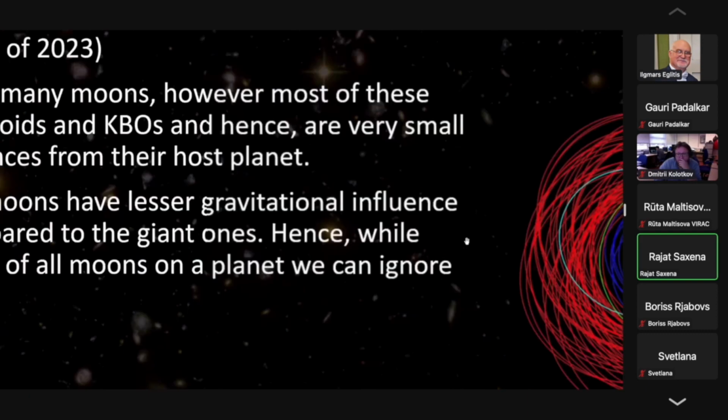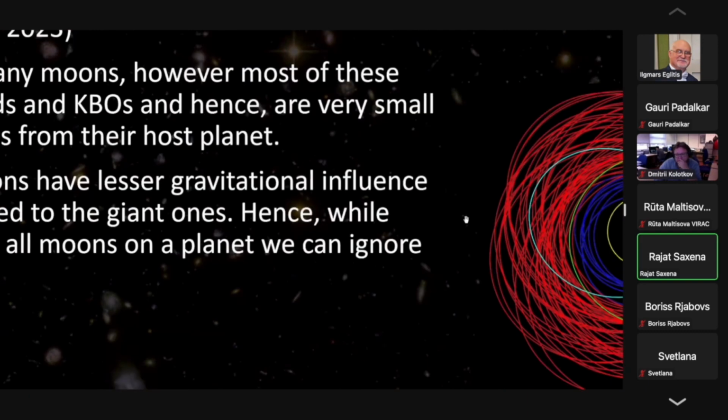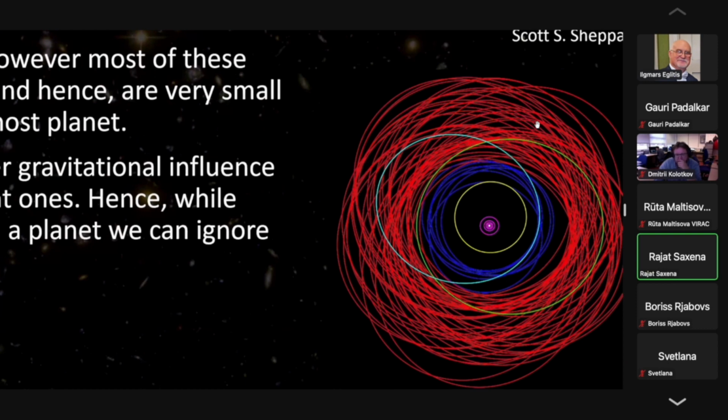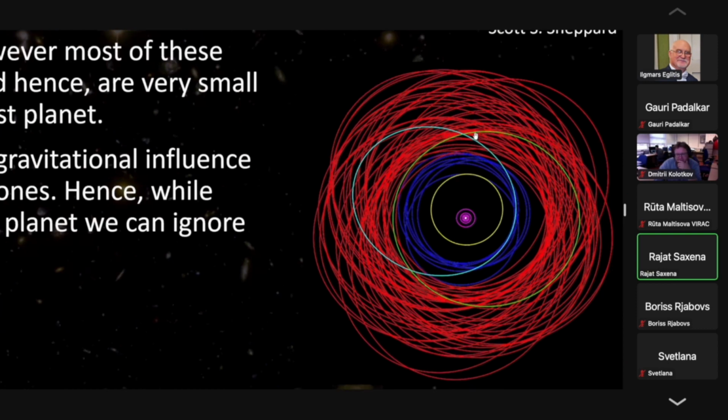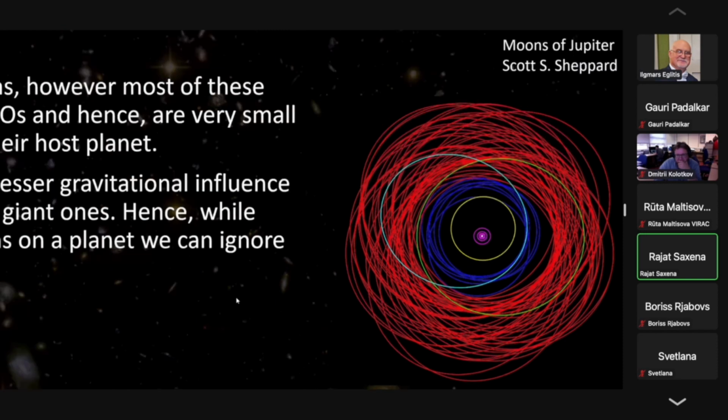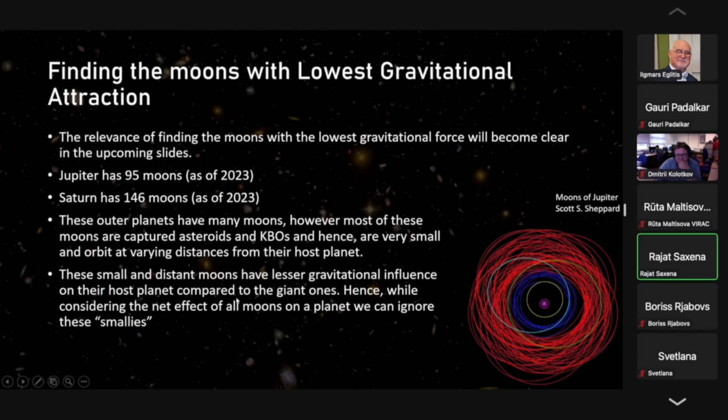So the white dot in the center is the planet Jupiter, and all the colorful circles are the orbits of various moons of these planets. So while calculating the net effect of moons on a planet, we can ignore these small and distant moons because they have lesser gravitational influence on their host planets when we compare them to the giant moons. So this will not only make our calculations easier because we will be ignoring a bunch of moons, it will also help us in various approximations.